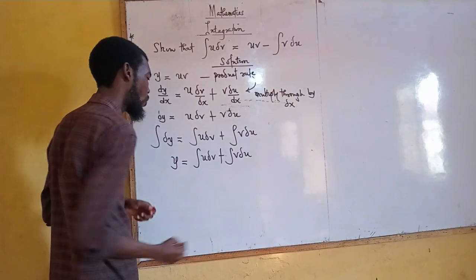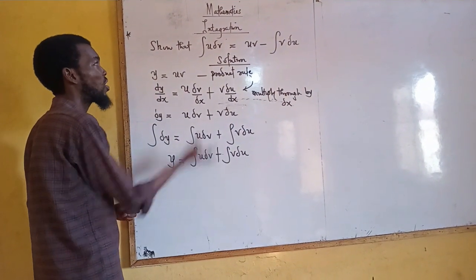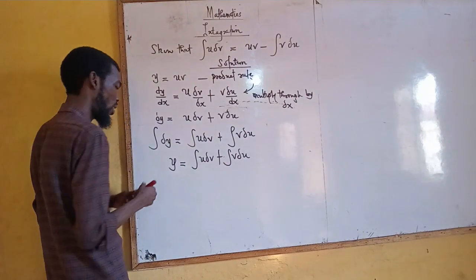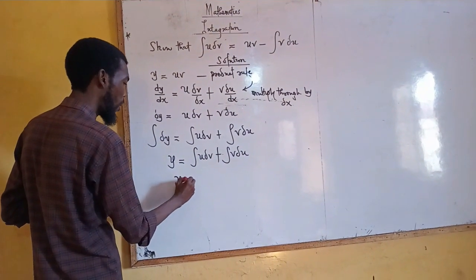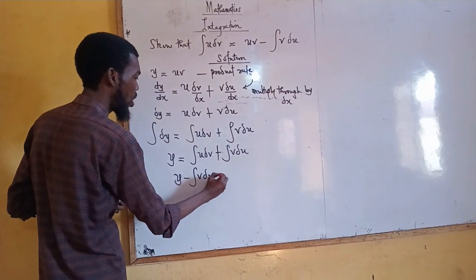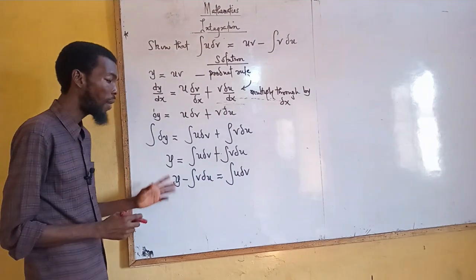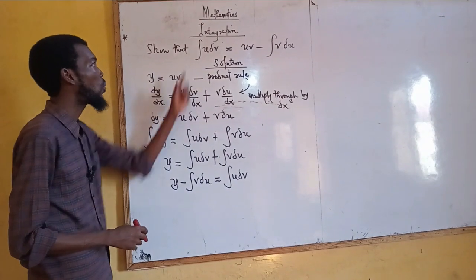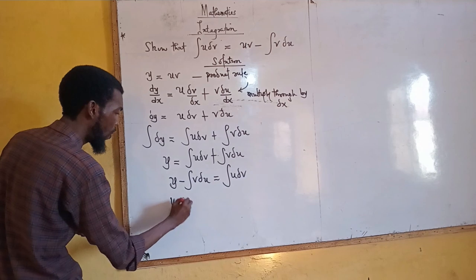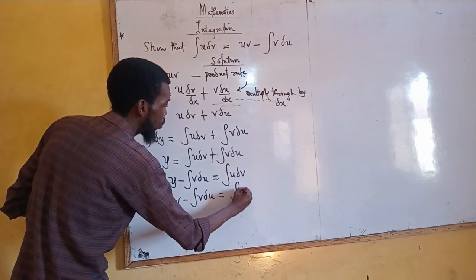v du. Now, let's make integral of u dv the subject of the formula because it's the only thing standing alone here. So we are going to be bringing integral of v du to this side. So I can now say y minus integral of v du is the same thing as integral of u dv. Now, having done this, recall that our y is uv. So y is what? uv minus integral of v du equals integral of u dv.